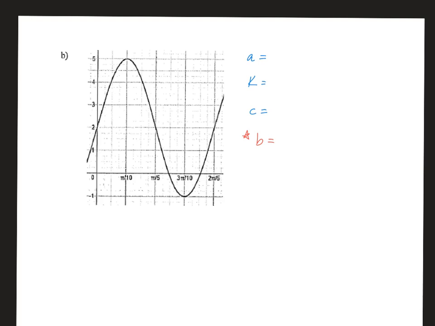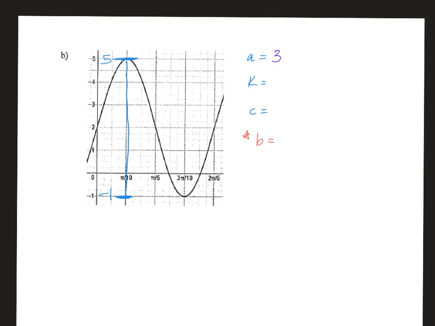Okay, we should be back. So as you take a look at that graph, we notice that we have a max of 5 and we go all the way down to a minimum of -1. That's going to make the height of that curve 6 units and therefore my amplitude 3.